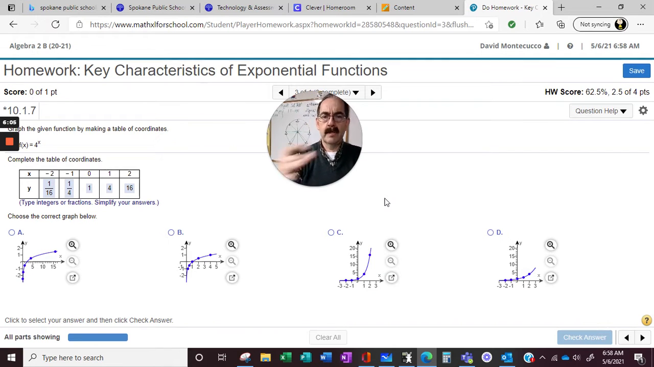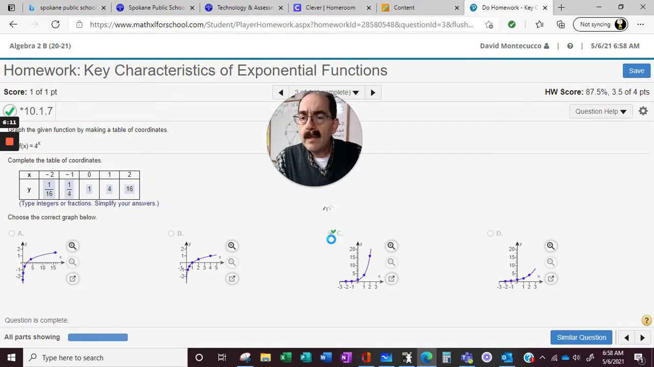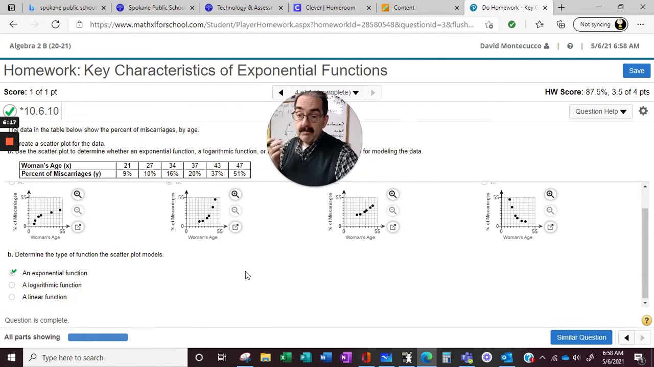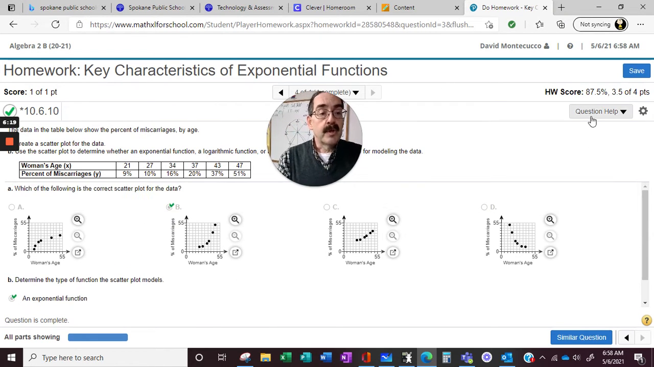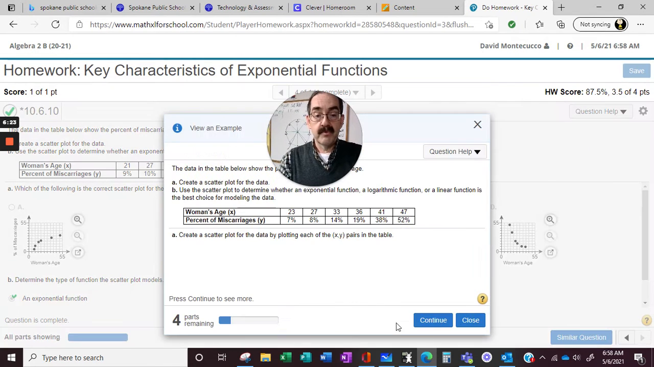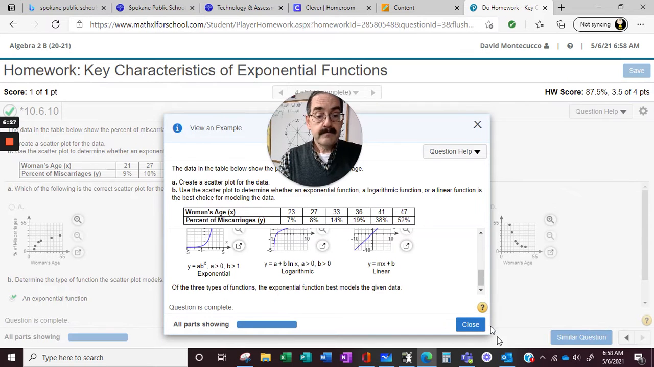Growth function. It grows fast. Now what I wanted is a scatter plot. What does the scatter plot look like? You can always click on question help, view an example to work yourself through the problem. Hopefully that was helpful.